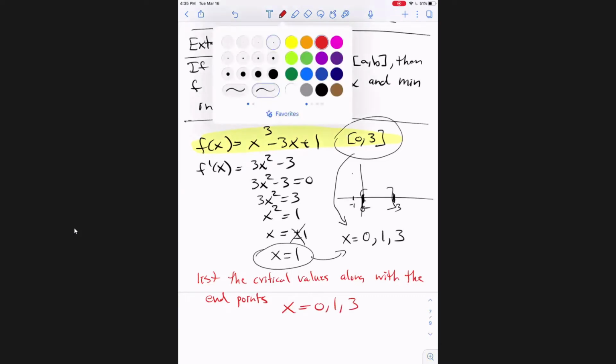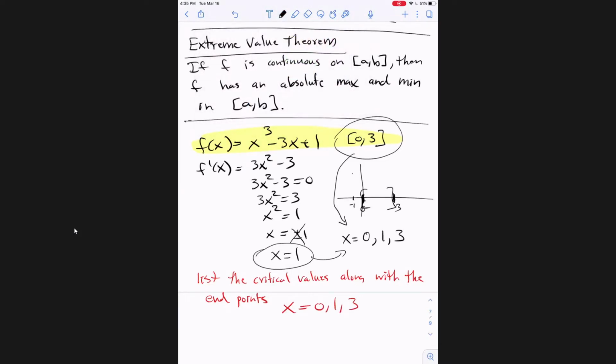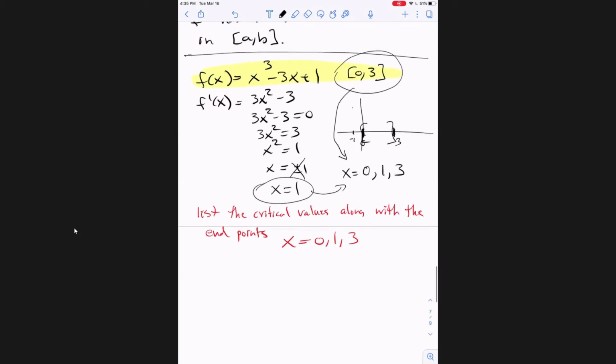Now, here's what you do. You plug every single one of these into the original function, because that's how you get the y value. The one that gives you the highest y value will be your max. The one that gives you the lowest y value will be your min, and you're done. So the original function is f of x equals x to the third minus 3x plus 1. Don't worry, we're going to do several examples, so you'll get the hang of this.